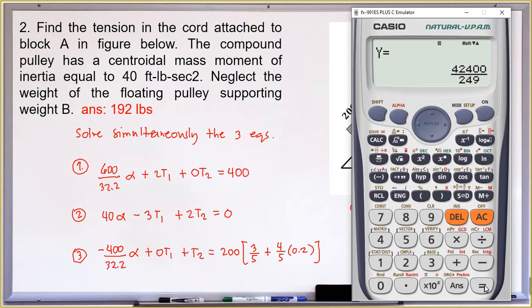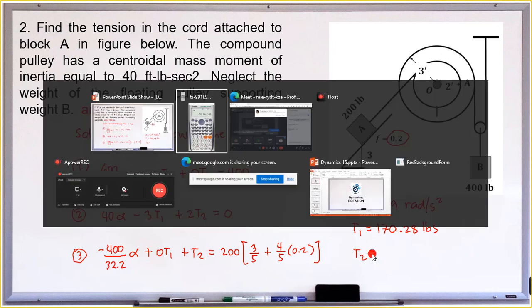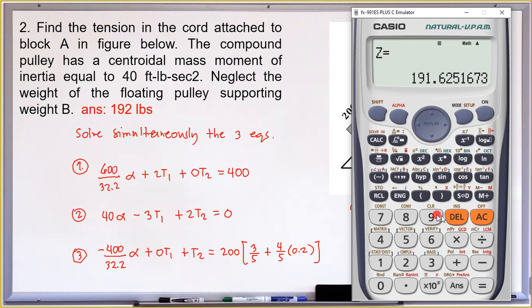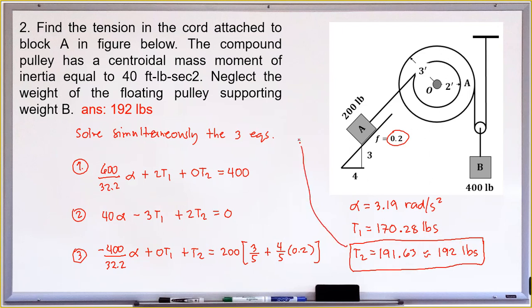And T1 is 170.28 pounds. Then our T2 is 191.63, or approximately 192 pounds. That is what we are looking for, which is the same as in the book.